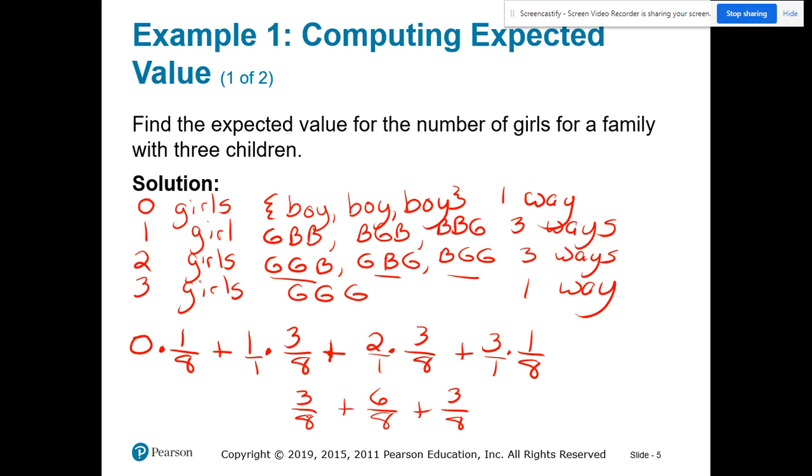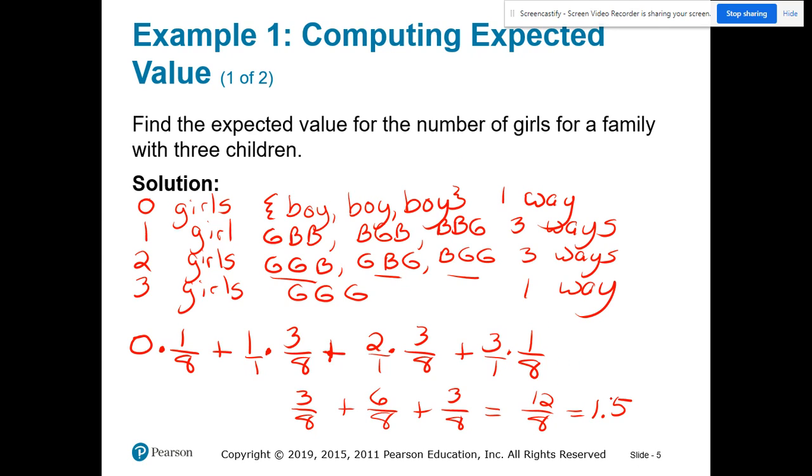And if the denominator is the same, we add the numerators. So 3 plus 6 plus 3 gives me 12, and I would reduce that. All right. So 1.5 is our answer, our expected value. And so what does that mean in terms of the question?